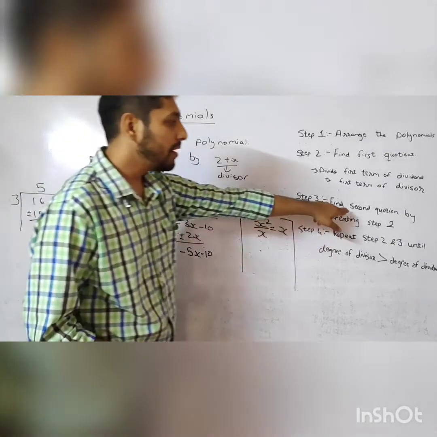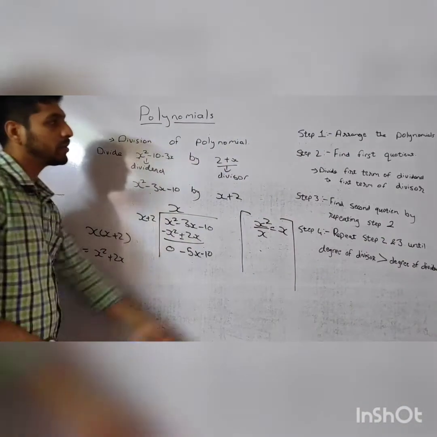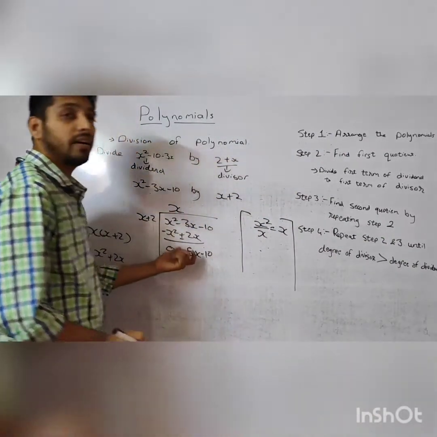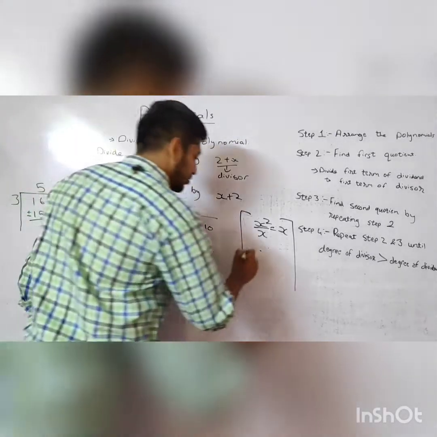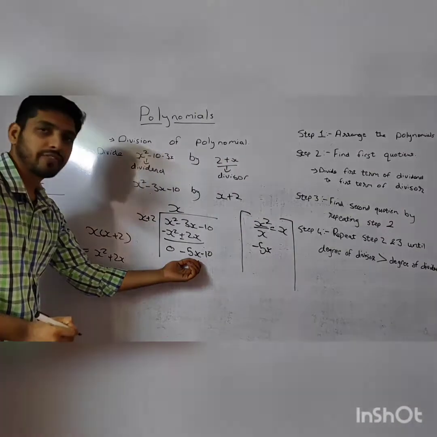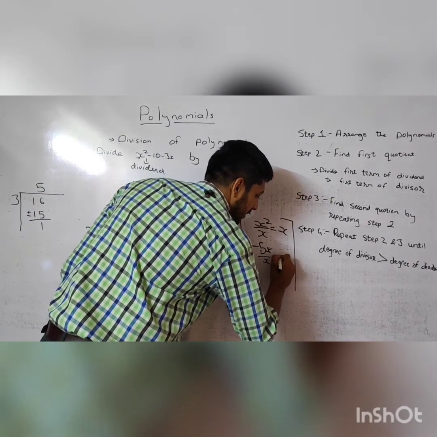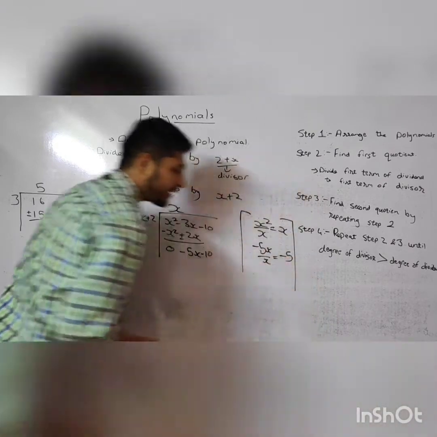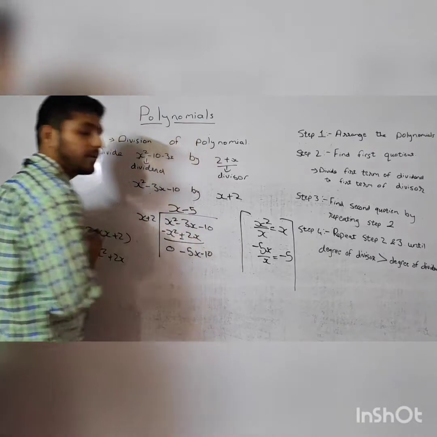What is the next step? Find second quotient by repeating step 2. Now once again we need to repeat step 2, that is, divide the first term of dividend by the first term of divisor. So next, minus 5x is the first term of dividend and the first term of divisor is once again x. So I'll get minus 5, x will get cancelled and my answer will be minus 5. So I'll write minus 5 over here.